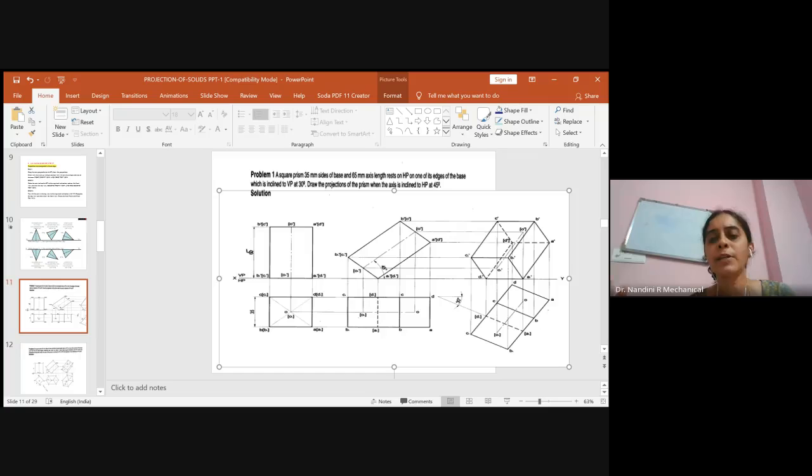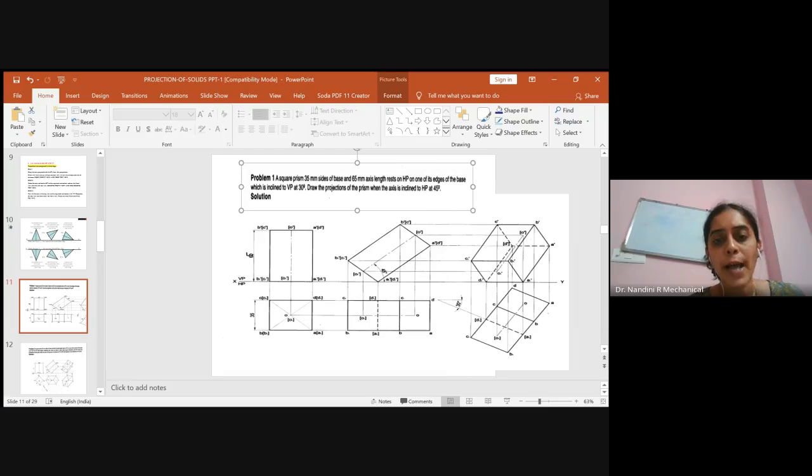Okay, let me explain the last stage. In the last stage, I told you when the axis is inclined to both HP and VP, we will assume first the axis is perpendicular, second inclined to HP, and third inclined to VP. But which side is inclined to VP, you have to understand. So read the question. What is being told? The axis 65 mm rests on HP on one of its edges of the base, and the same edge is inclined to VP.